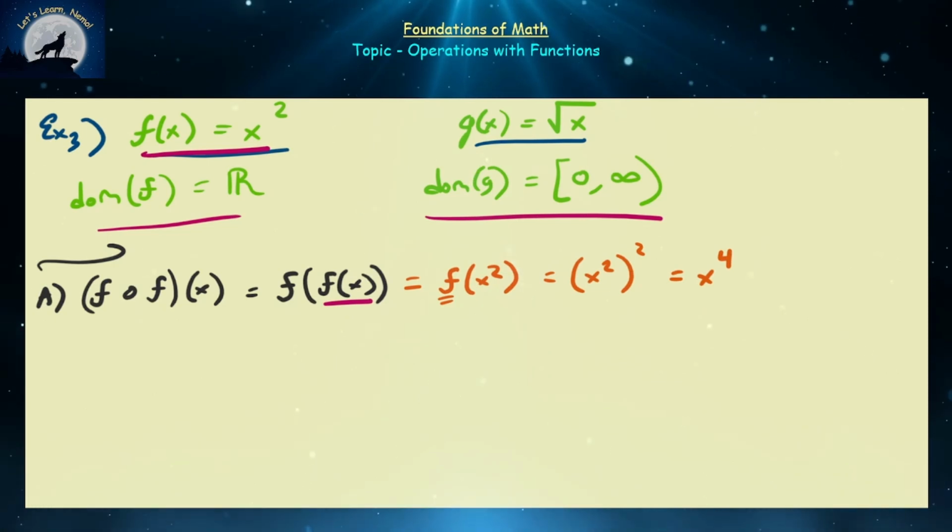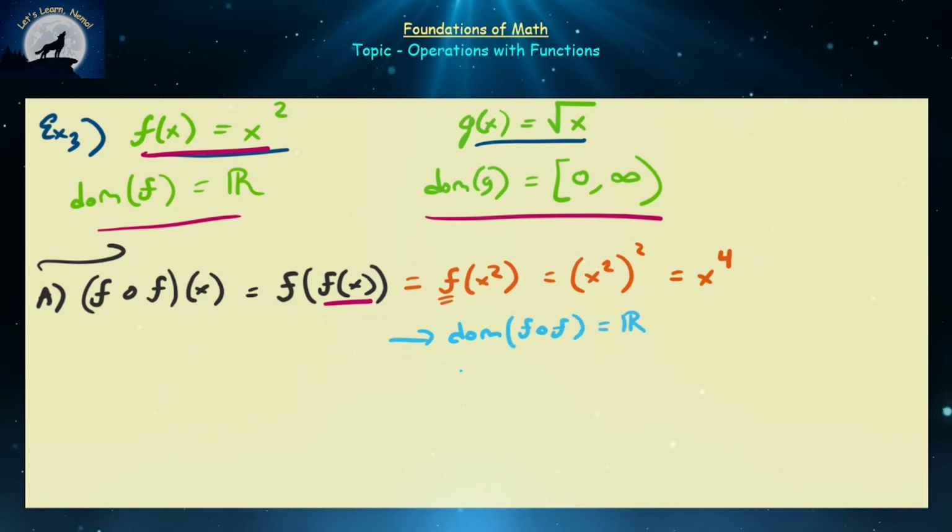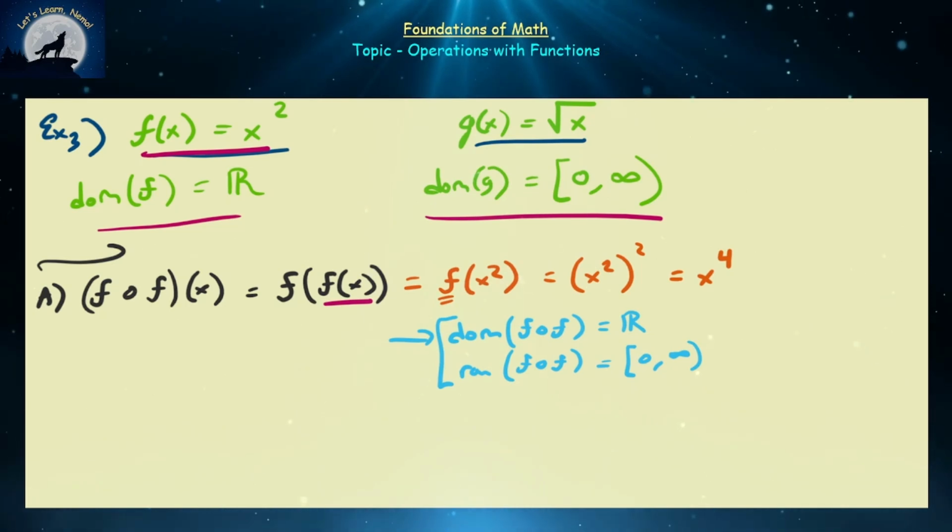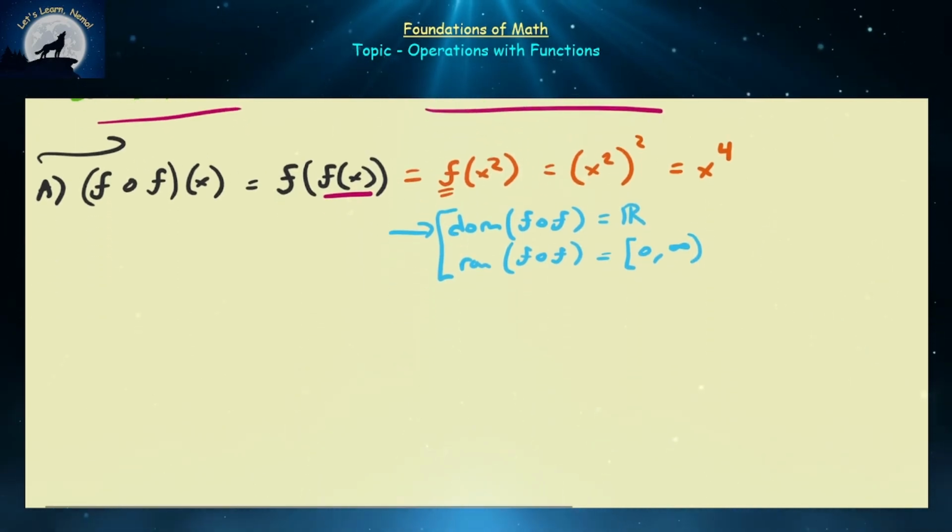Using the analysis that we defined before, you should be able to verify that the domain of f composed with f is also the set of reals, and the range of f composed with f is 0 to infinity. You should be able to verify that both graphically and also algebraically using the theory that we've built up to this point. So that's f composed with f, and similarly we can do g composed with g.